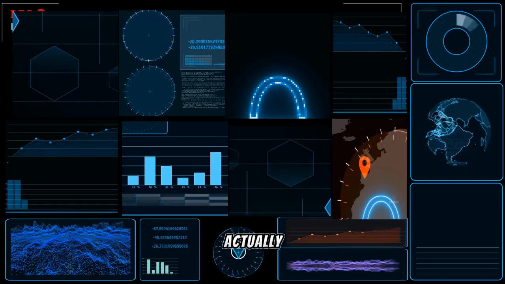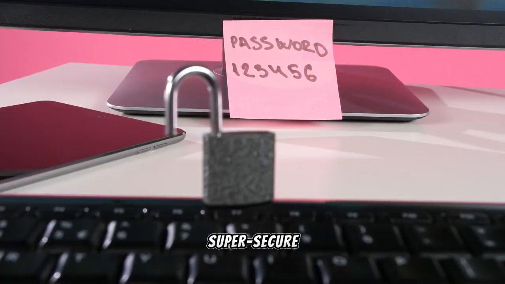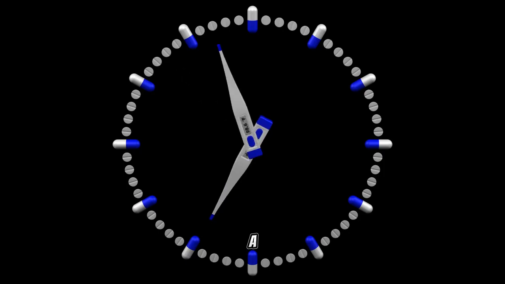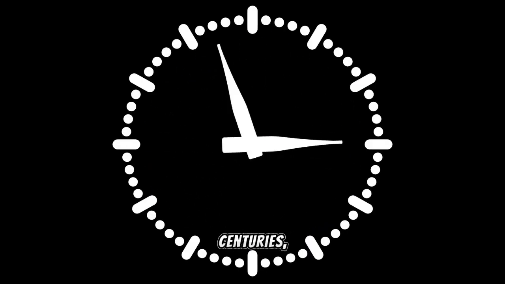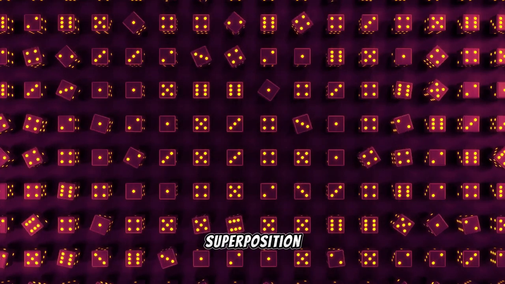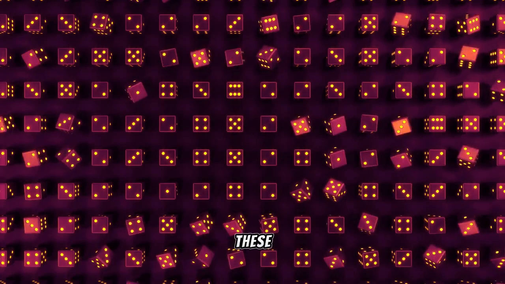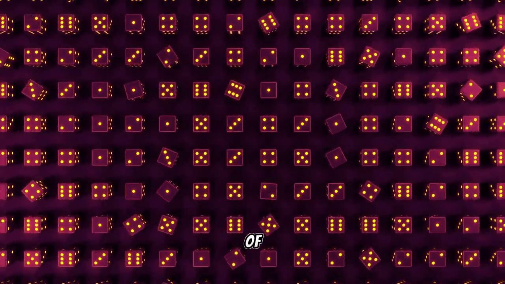So what does this actually mean in the real world? Let's imagine trying to crack a super secure password with a billion possible combinations. A classical computer, even a supercomputer, would have to try each combination one by one. It could take years, centuries, or even longer. A quantum computer, using superposition and entanglement, could theoretically check many of these combinations at the same time, cracking that password in a fraction of the time.